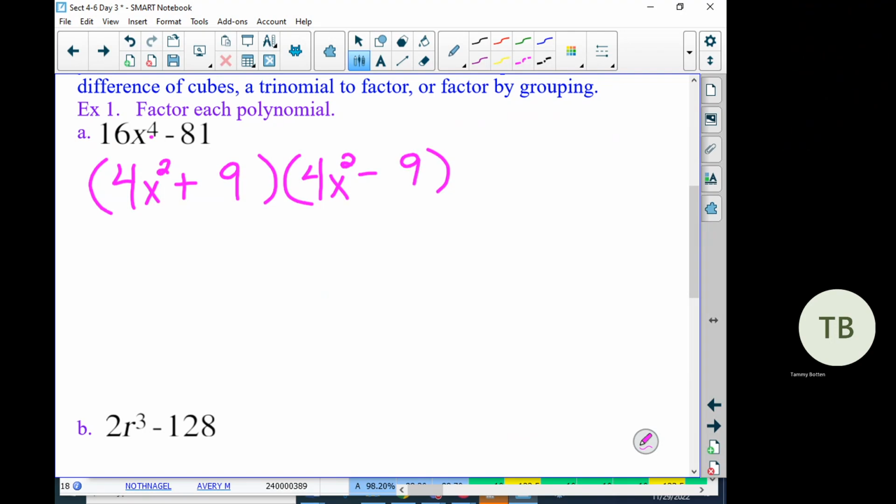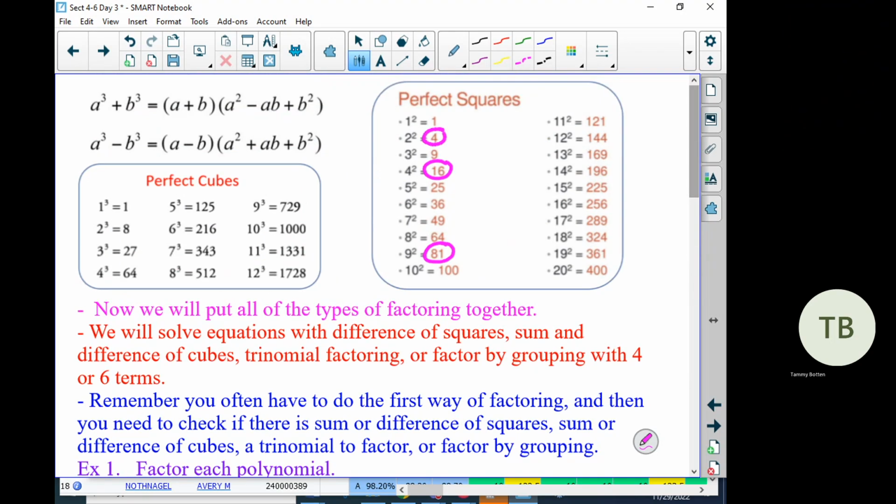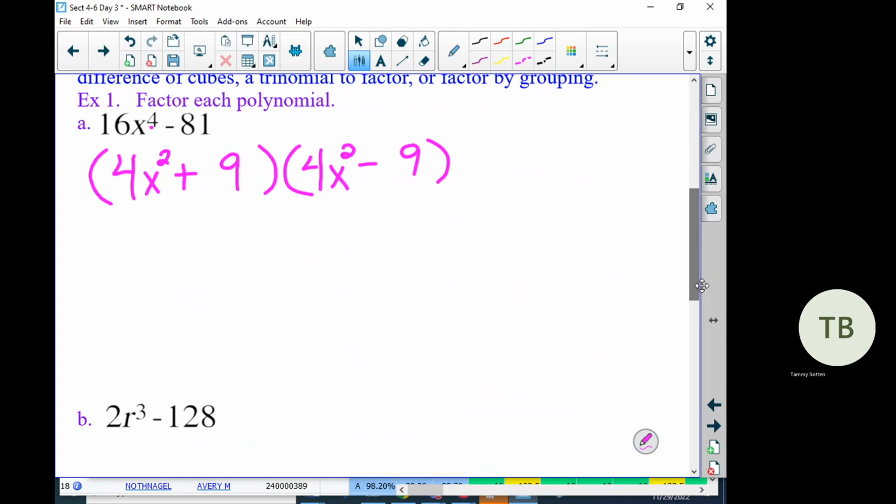And then you check, can you factor this more? This one has a plus sign. When you have two terms and you have a plus sign, the only thing you could do is sum of cubes. With sum of cubes, this would have to be to a power of 3 or 6 or 9, and it's not. This one is the minus, so you're going to check, is it difference of squares? And it is. This is to an even power. 4 and 9 are on your perfect squares. So that one can be factored more.